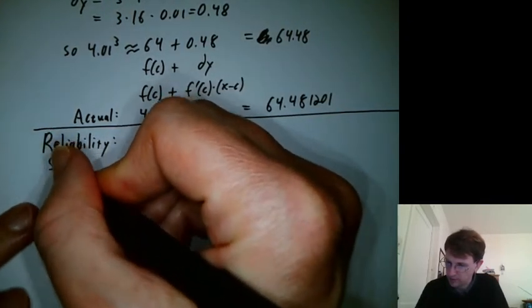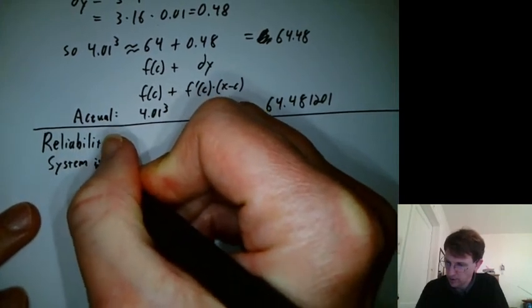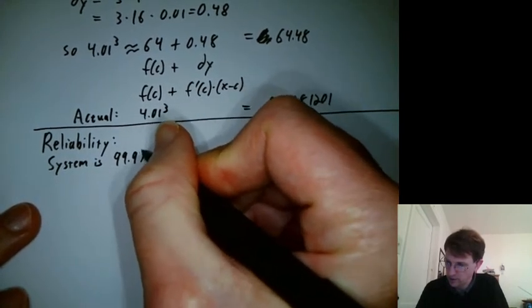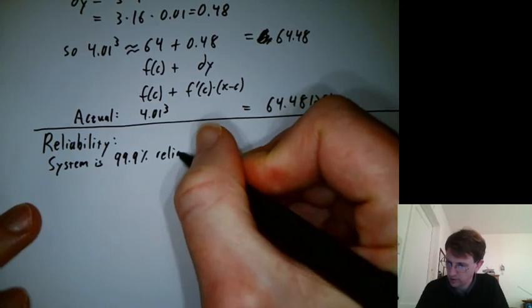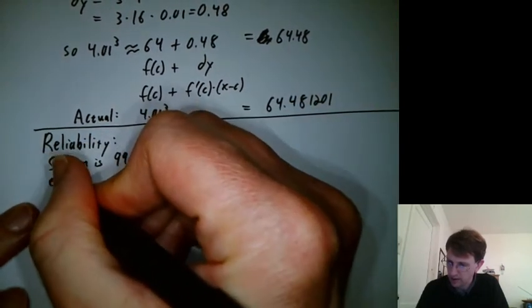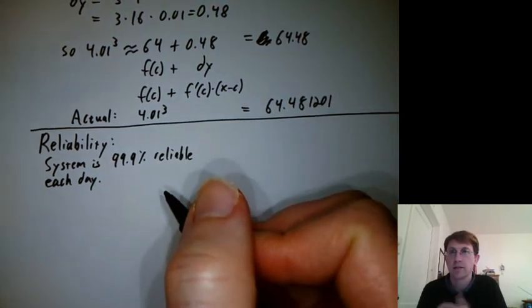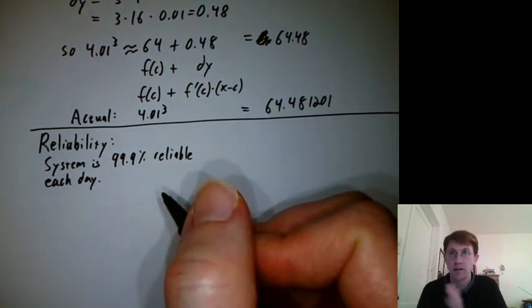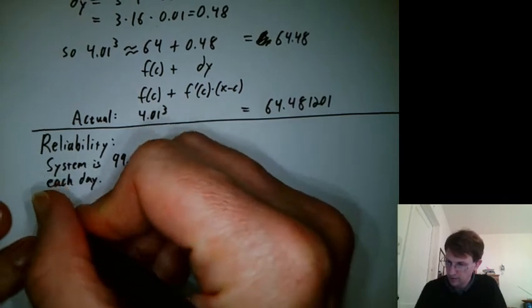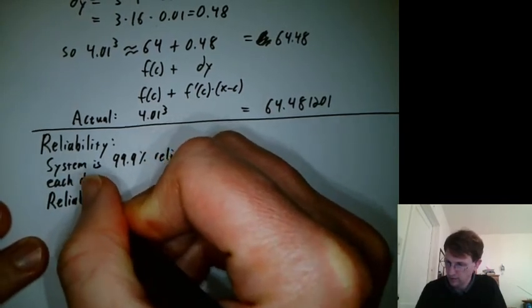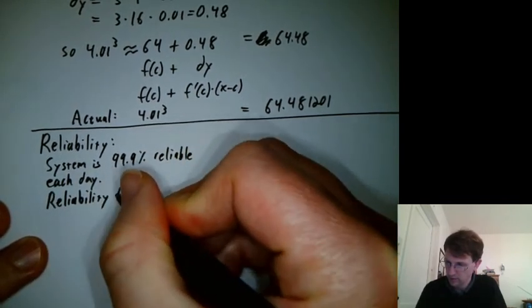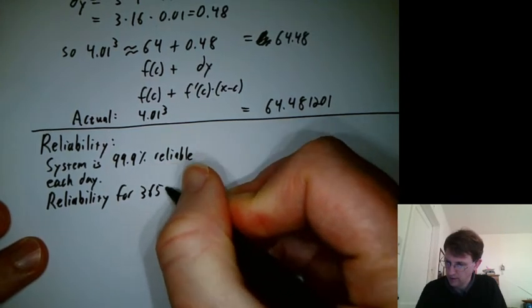So let's say a system is 99.9% reliable each day. What's the chance that system works every day for an entire year straight? For 365 days.